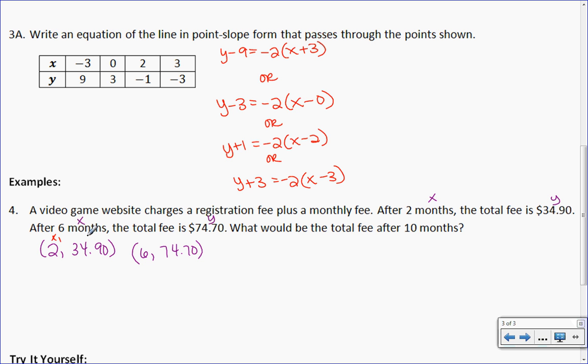So this is x1, y1, and x2, y2. And we will first find the slope between those 2 points. Alright, y2 is $74.70, y1 is $34.90, x2 is 6, x1 is 2. When we subtract these, we get $39.80, and then 6 minus 2 is 4. And then divide here to get $9.95.